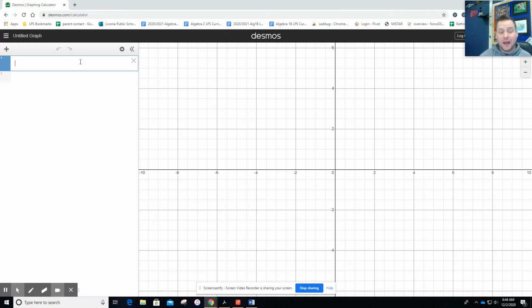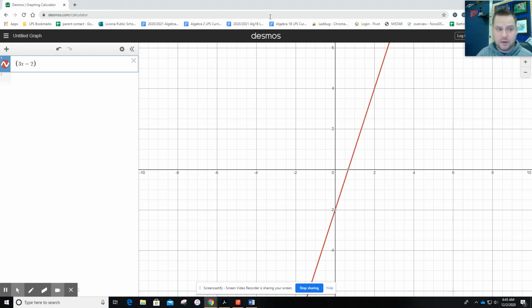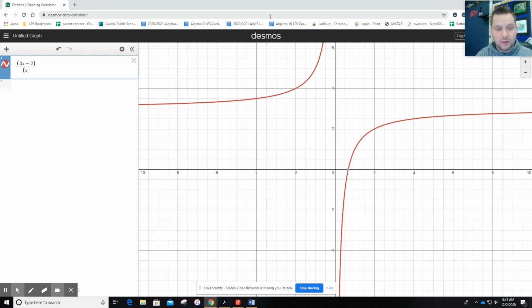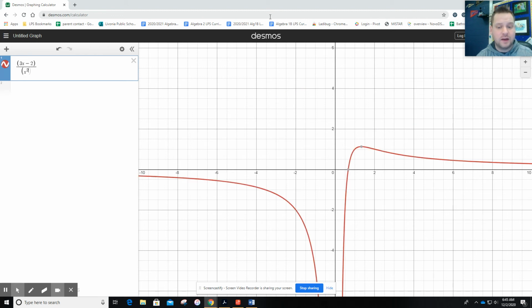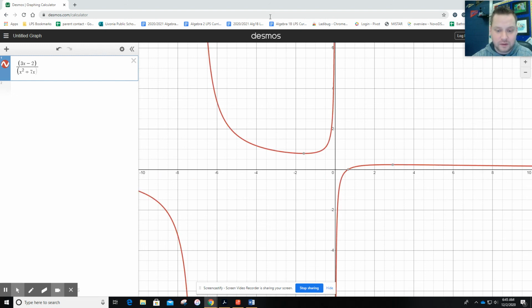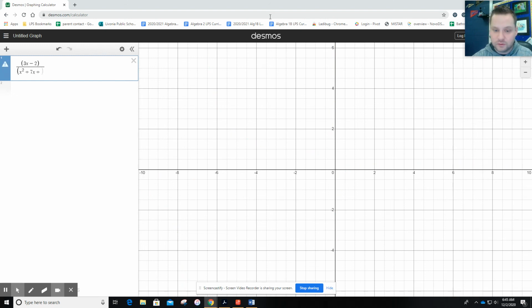So over here on the left, I'm going to go ahead and type in my function. The biggest thing you got to make sure of is that you have parentheses around both the numerator and denominator. So my numerator is 3x minus 2. You got parentheses around the whole thing. And then when we divide, we hit the backslash button. And then again, parenthesis, x. The way we get squared is the caret button, which is shift 6. And then to get out of that, we hit the right arrow. So I have x squared plus 7x plus, we're going with 12.